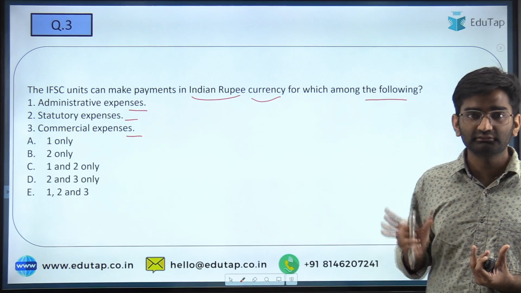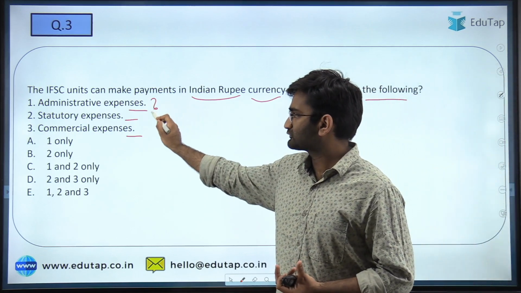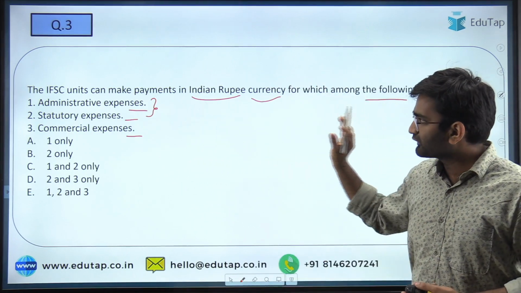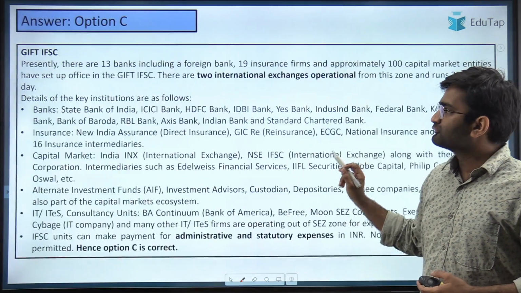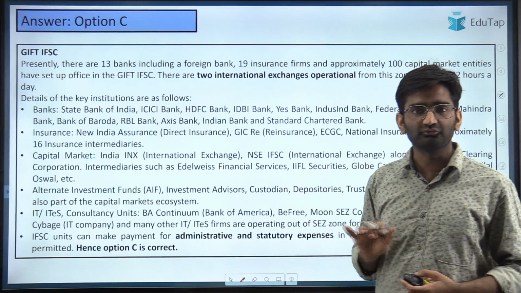And what should be the nature of those transactions? It should be only administrative and statutory expenses. Commercial expenses has not been given anywhere. So the correct answer here is 1 and 2 only, which is C, right? So the explanation for the same is again given here and you can go through it.